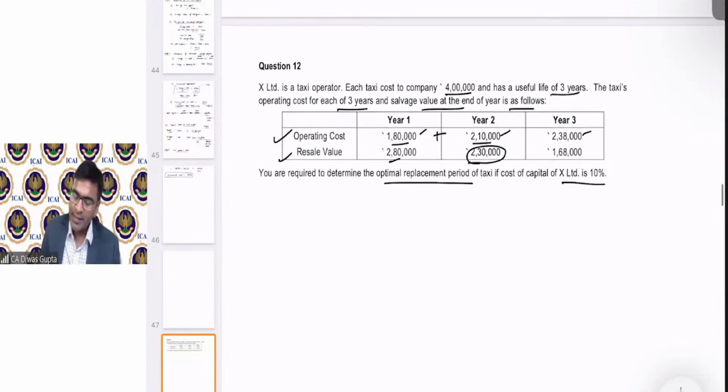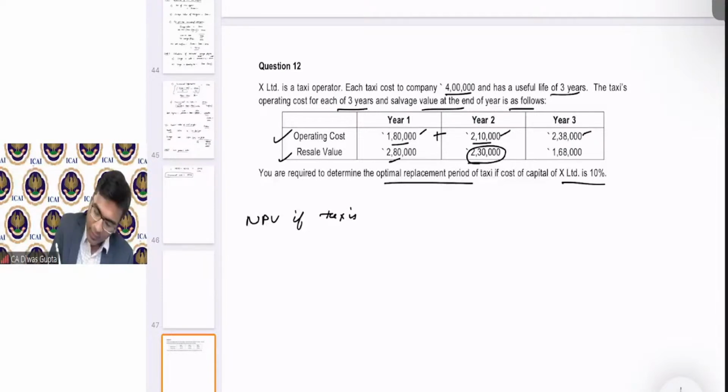Now, since they are asking us to calculate the optimum replacement period, we first need to understand that if we sell at year one, what are the numbers? If we sell at year two, what are the numbers? And similarly, if we sell at year three, what are the numbers? So we'll calculate NPV. NPV, if taxi is kept for 1 year. That means after year one, we will be selling it. This is the first case. Okay. What will be the NPV?